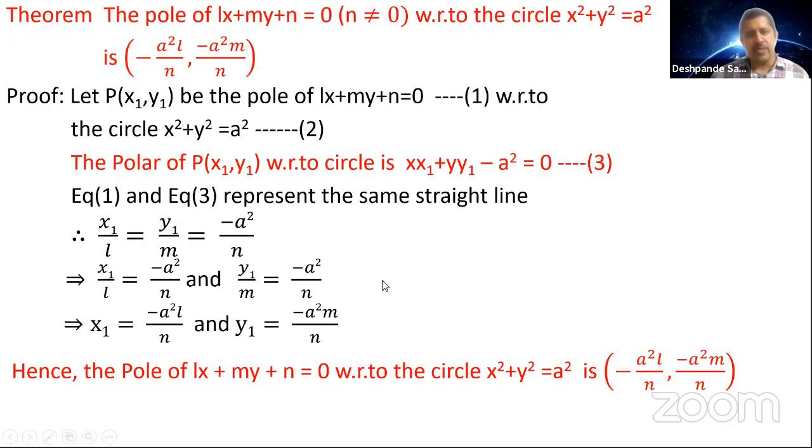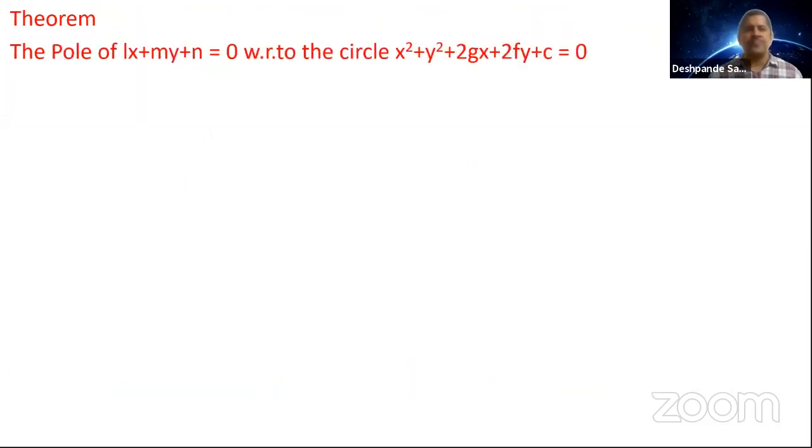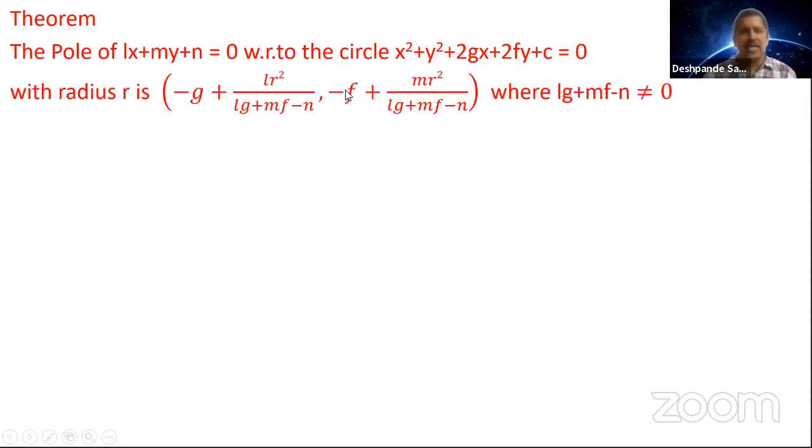very, very important. So try to understand this method, how we have done it. So let us take, instead of this equation of circle, a general or standard equation of circle. You are going to take the line as lx plus my plus n is equal to 0, and the circle equation as the standard equation x square plus y square plus 2gx plus 2fy plus c is equal to 0. So when you take this, then the pole is given by this formula. So you have got minus g, minus f here. So this is the center of the circle here.